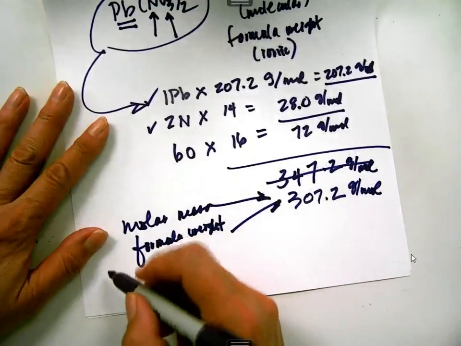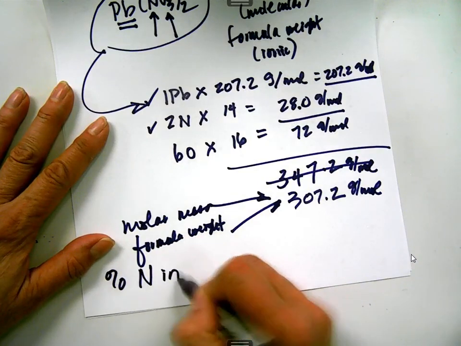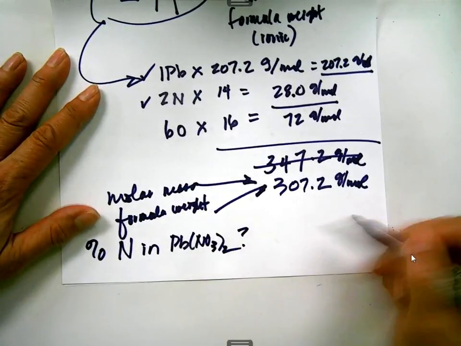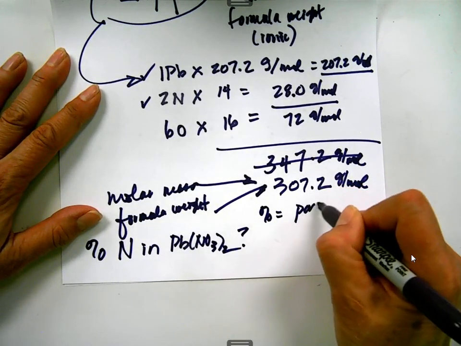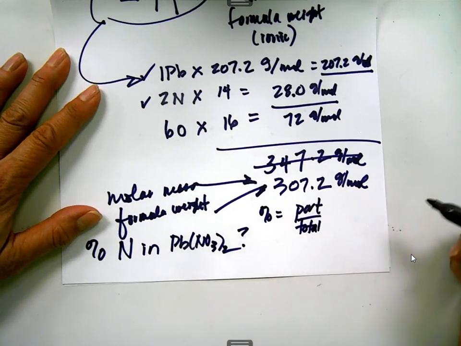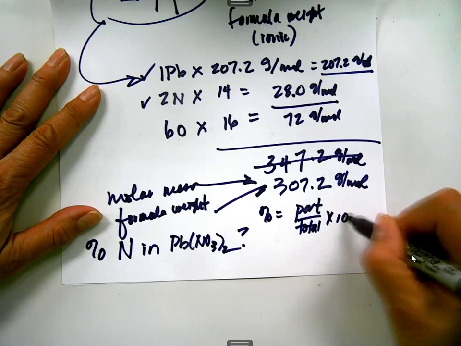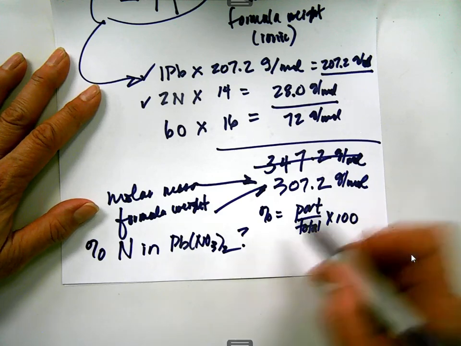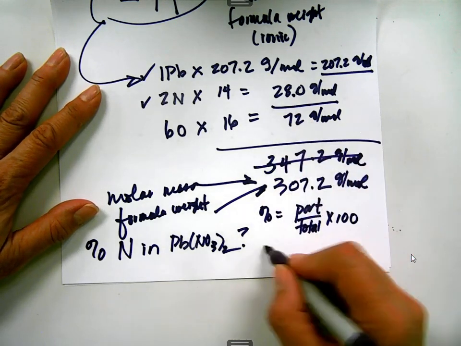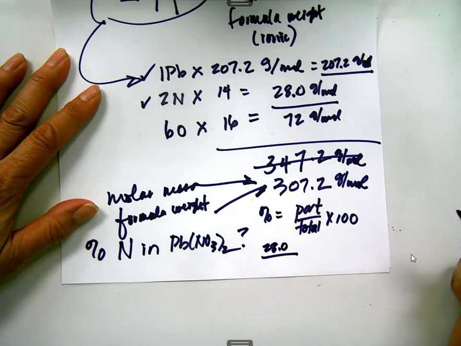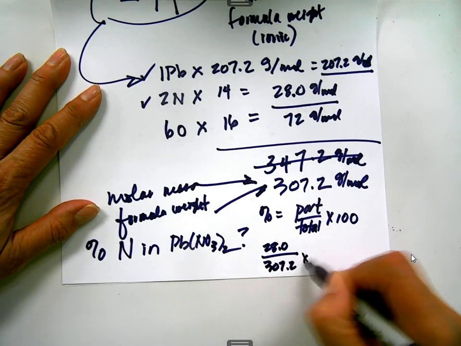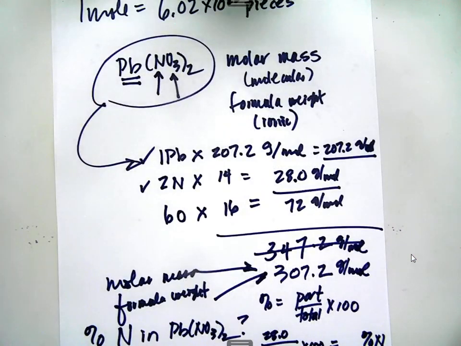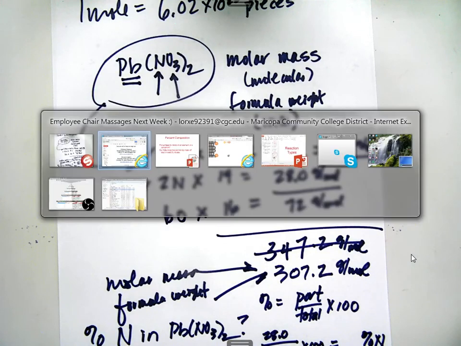So say, for example, I want to know what's the percent nitrogen in lead nitrate. Right? That was my question. So percent is always the part over total. And since it's a percent, what do I do with the ratio? Times 100. All right. In this case, if I want to know the percent that's nitrogen, what's the part that's nitrogen? Well, we know we got, yeah, right there we go, 28. Thank you. What's the total? 307.2 times 100. That will give me the percent that is nitrogen. Make sense? All right.